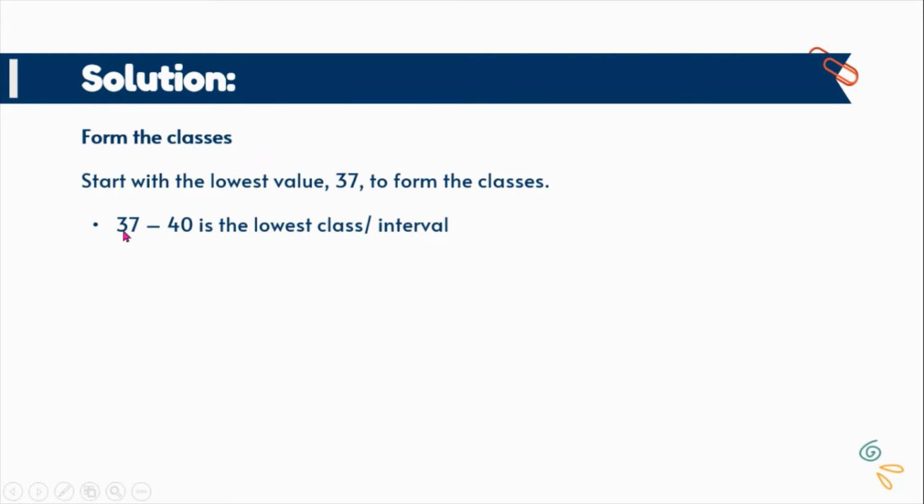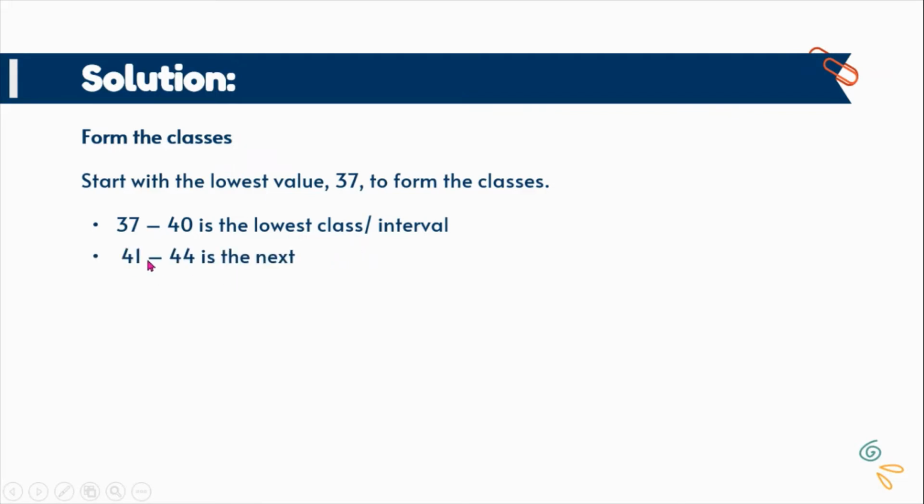We are now going to form the classes. Start with the lowest value, 37, to form the classes. Here, this is the first class, 37 to 40. Since our class size is 4, that's 37, 38, 39, 40, so that's 4. This is the lowest class interval.